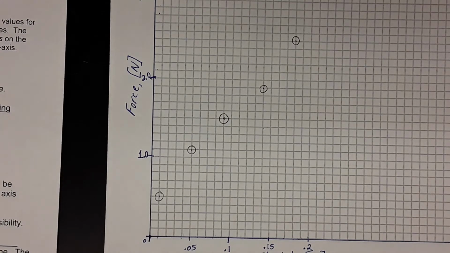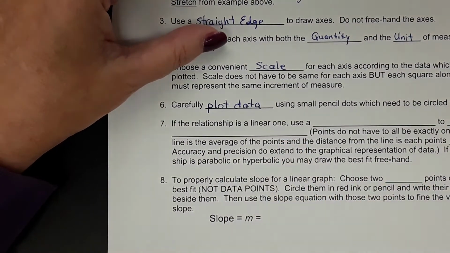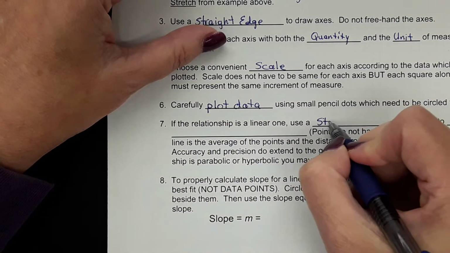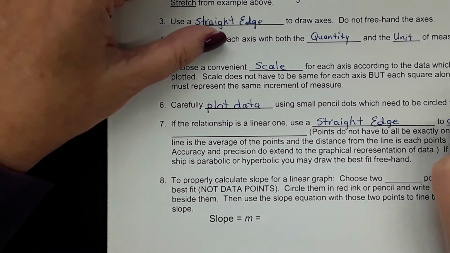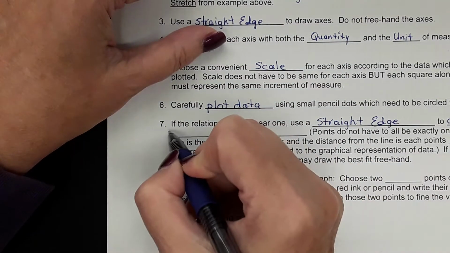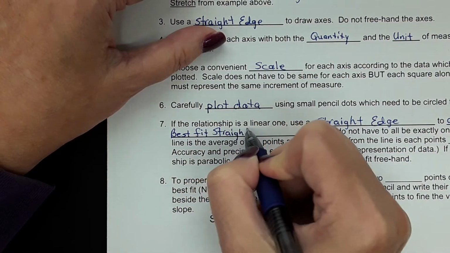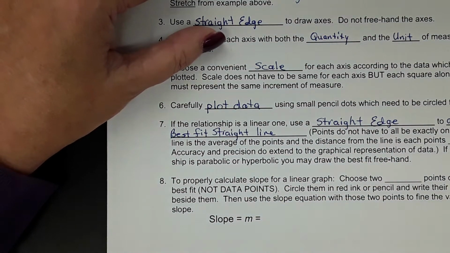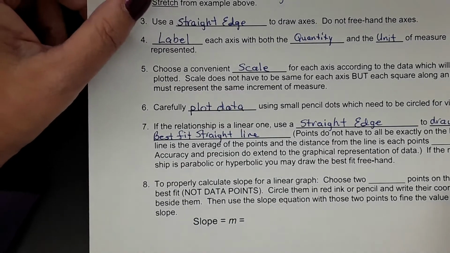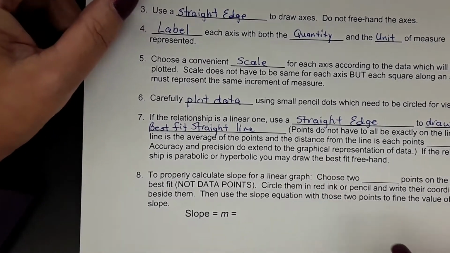Okay, so next, what are we going to do with these data points? All right, here we go. It says if the relationship is a linear one, then what we're going to do is use a straight edge, a ruler again, and we're going to use it to draw the best fit straight line. We do not freehand a linear graph. That is a huge no-no in science. Okay? That is a huge no-no. So we have to use a straight edge to do this.